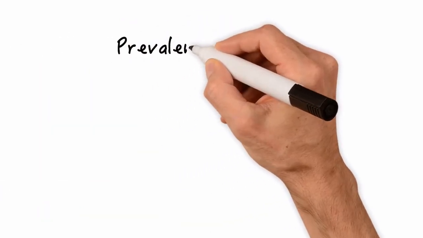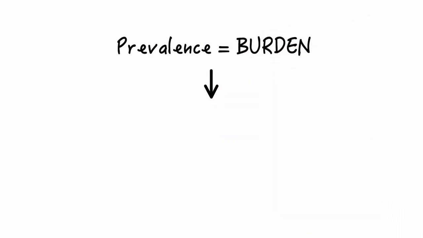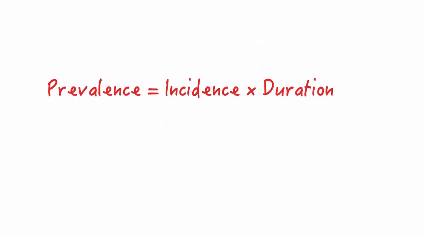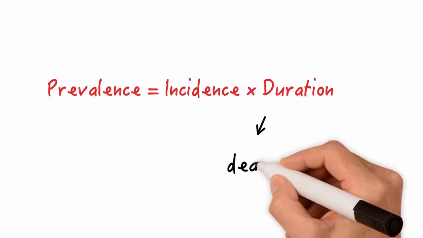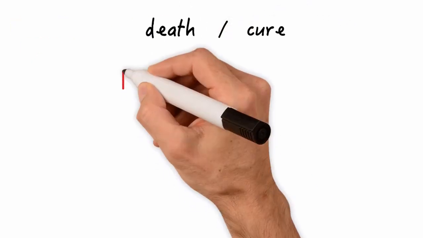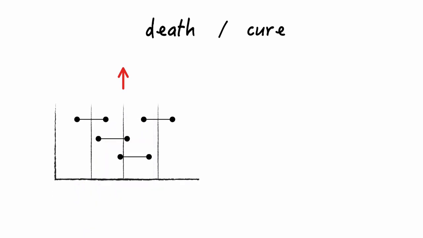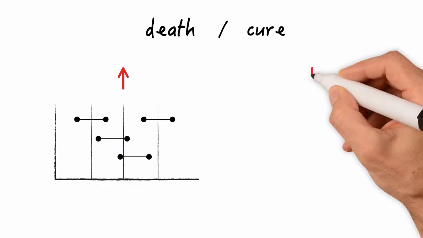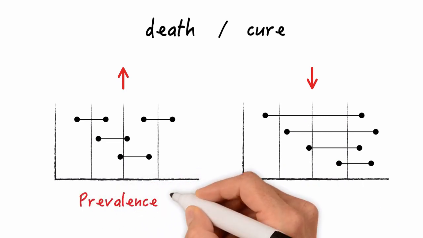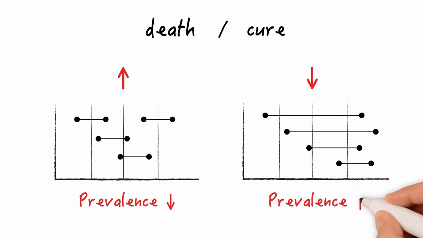So prevalence is a measure of disease burden. As such, it is a great tool for planning the allocation of health services. So prevalence is incidence times duration. And duration is determined by the death rate or the cure rate. If the death rate or the cure rate go up, then the disease duration will be shortened. If death rate and cure rate go down, disease duration will be prolonged. At most points in time, prevalence will be lower with shorter duration and higher with longer duration of disease.